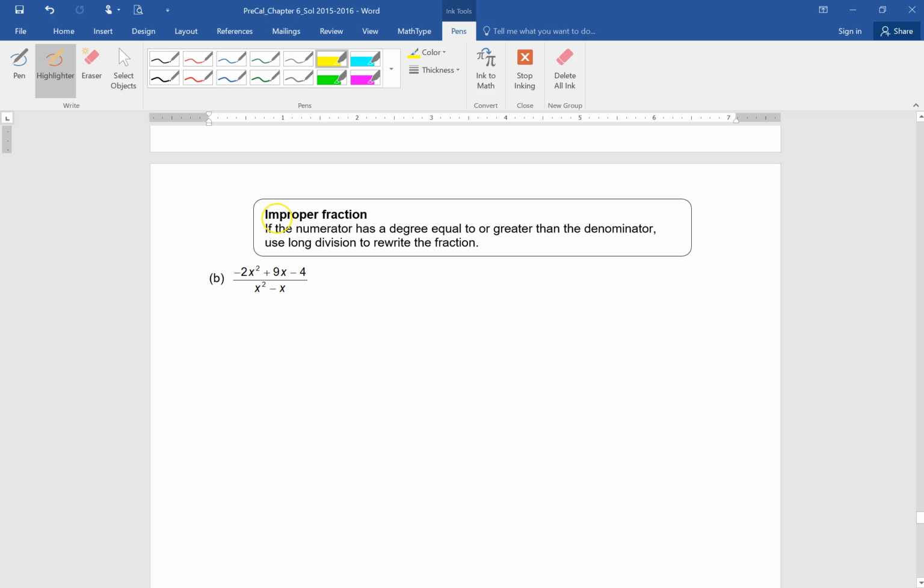What if you have an improper fraction? An improper fraction is when the degree of the numerator is either the same as or greater than the degree of the denominator. Look at this one. What's the degree of the numerator? 2. What's the degree of the denominator? 2. This is an improper fraction. If the exponent on top is equal or greater, that's an improper fraction. When you have that, guess what you have to do? Long division.